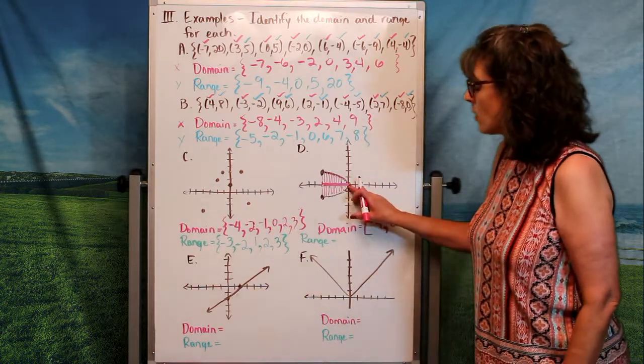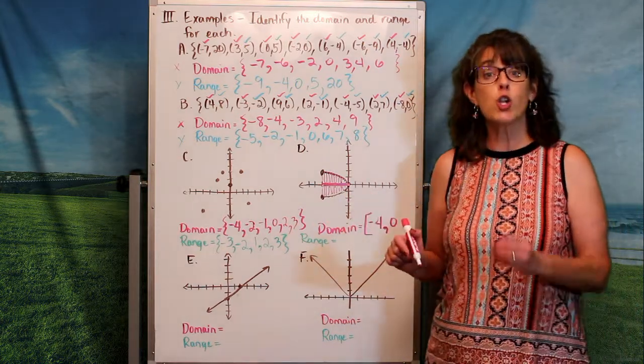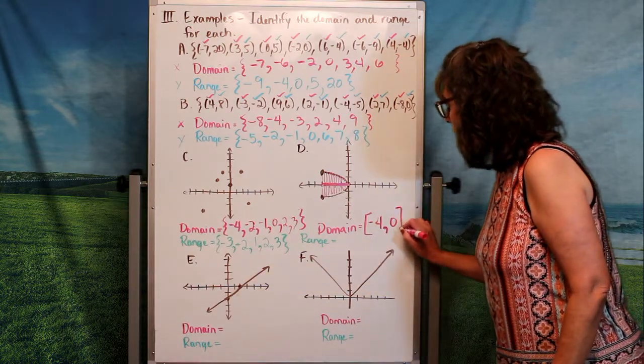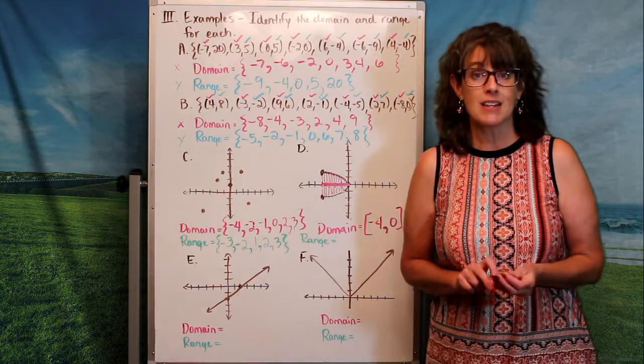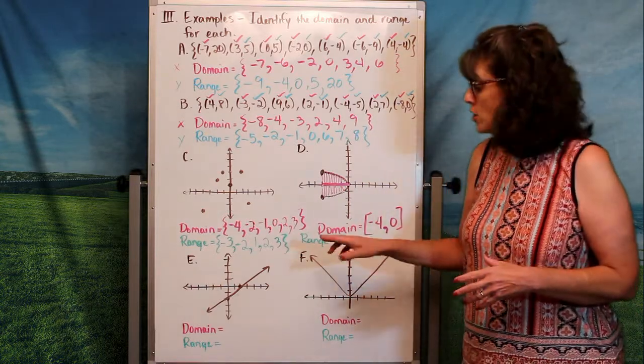Now what about this 0 right here? Is that a part of it? Yes. It also had a closed circle. And remember, if it's closed circle, it's included. We show that with the bracket. Now, let's talk range. Once again, range is the y value.